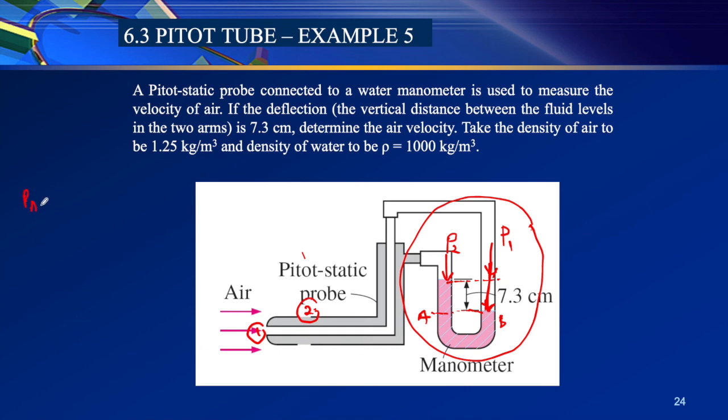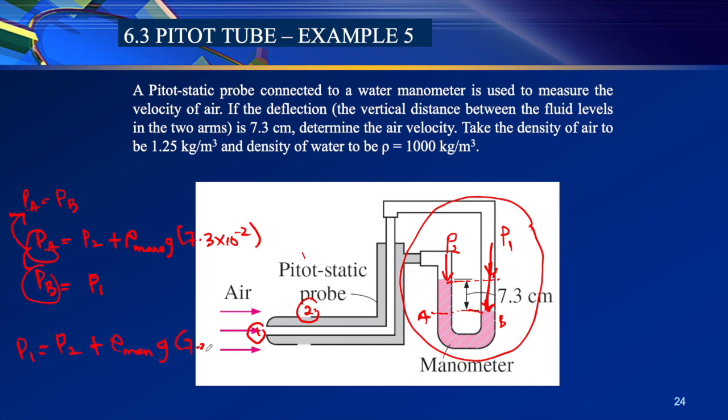So PA is equal to PB. So our PA is equivalent to P2 plus rho manometer g 7.3. Okay, that is number one. Okay, PA. What about PB? So PB is equal to P1. So substitute these two into this. So P1 equal to P2 plus rho manometer g 7.3 times 10 to the power of minus 2.